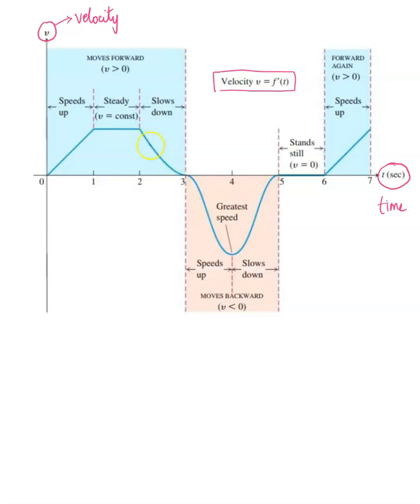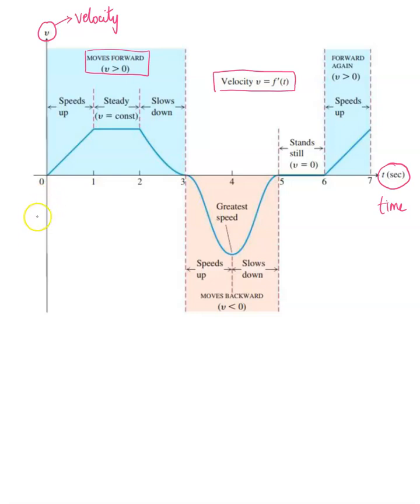And from 2 to 3, you see that the curve kind of drops, right? It's decreasing. So you know that the velocity correspondingly on the y-axis has reduced as well. So it slows down. But you know that this blue portion is where it moves forward because the velocity is positive.